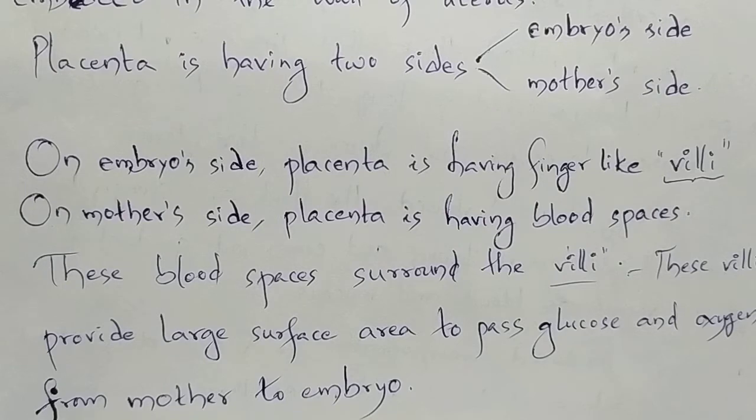And these villi provide large surface area to pass glucose and oxygen from mother to embryo. So, these villi, what do they provide? Wherever the villi are there, you have to remember blindly that they provide large surface area. Large surface area is needed to pass glucose and oxygen from mother to embryo.